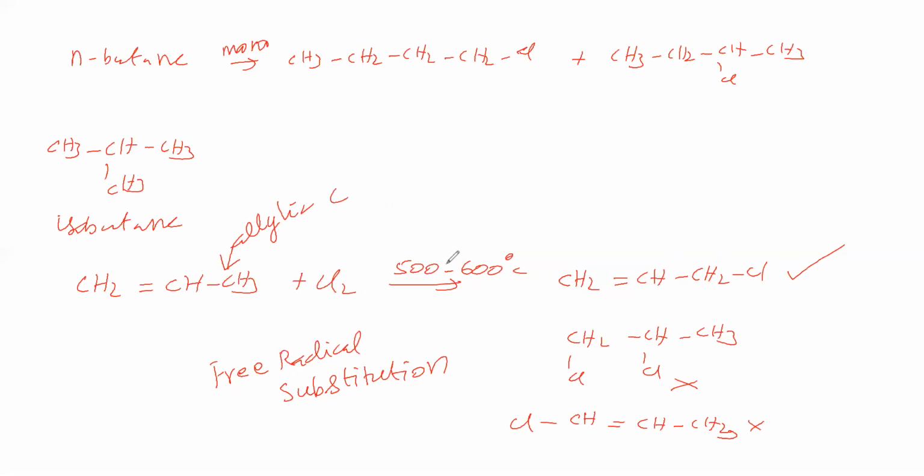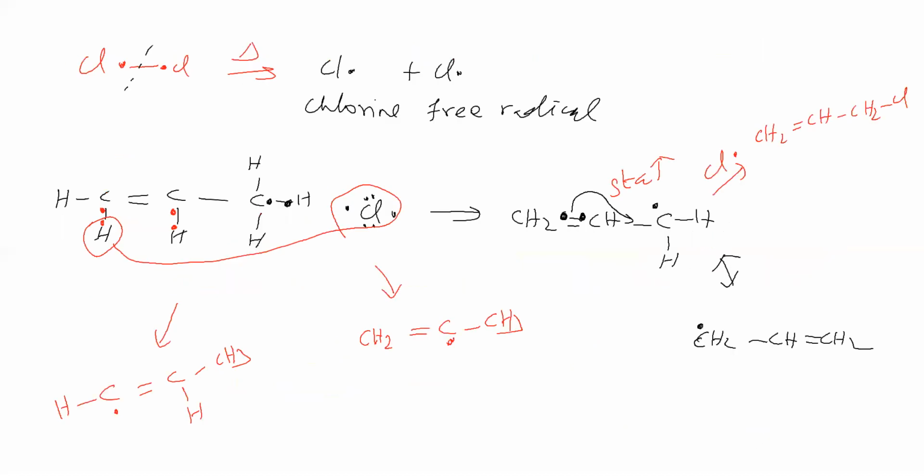Okay. Therefore, now what is the name of this one? It is called allyl chloride. At the allylic carbon, chlorine is there. Therefore, it is called allyl chloride. So how to get allyl chloride, we got the idea. Next we will see.